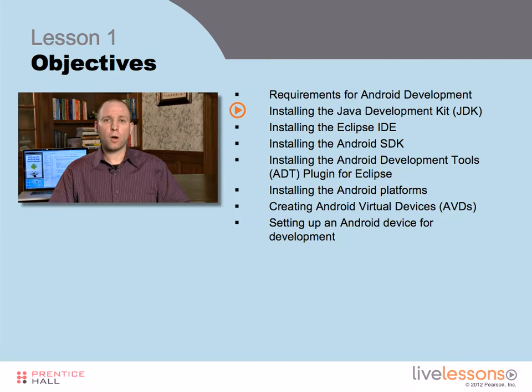Now, the first thing we'll talk about installing is the Java Development Kit, which is required not only for running the Eclipse integrated development environment, but also because Java is the primary development language for Android. After we get that installed, we'll take a look at installing the Eclipse IDE, and then we'll install the so-called Android SDK, Software Development Kit.